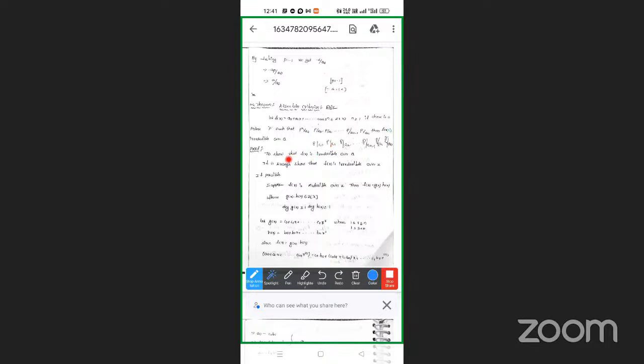So we have to show that f of x is irreducible over Q. An irreducible polynomial is one where, if f of x is equal to g of x into h of x, that is, f of x is expressed as a product of two polynomials, then one of the polynomials, g of x or h of x, should be a constant polynomial, or zeroth degree polynomial.